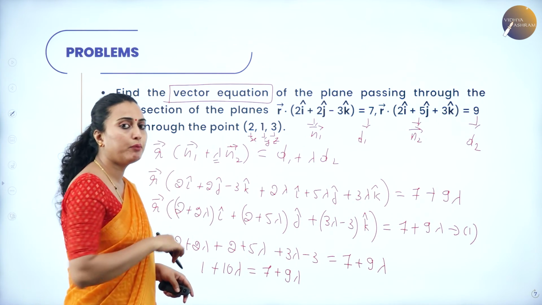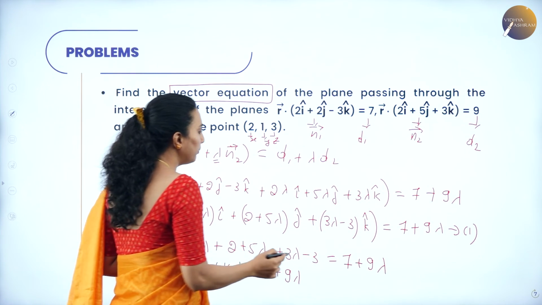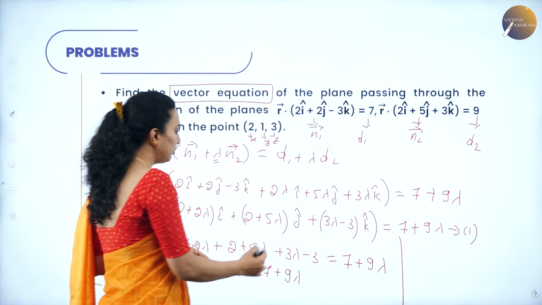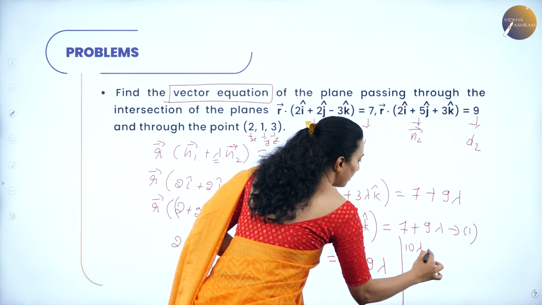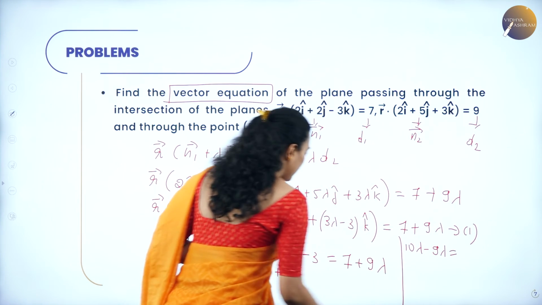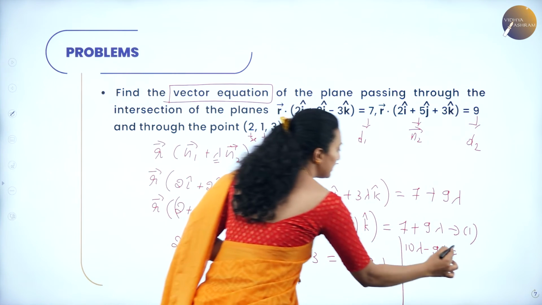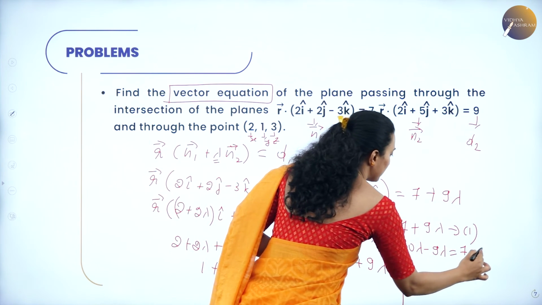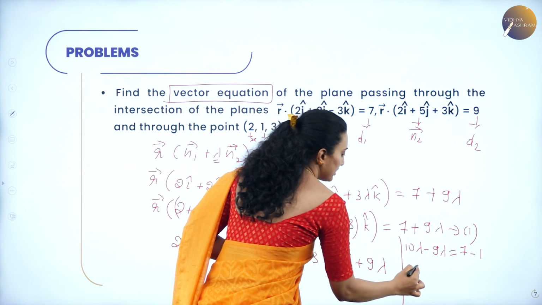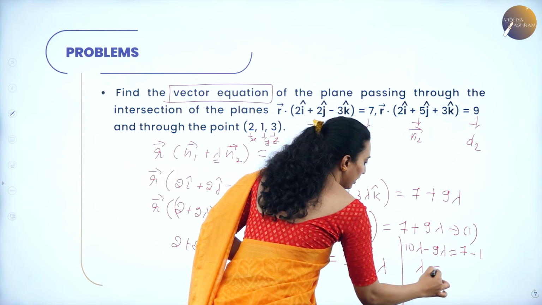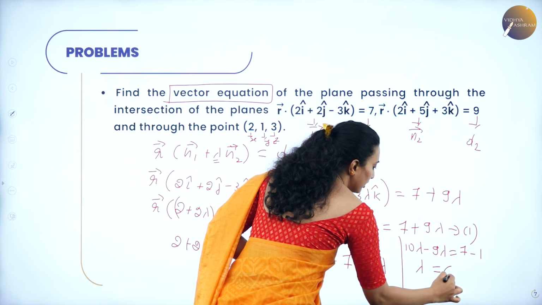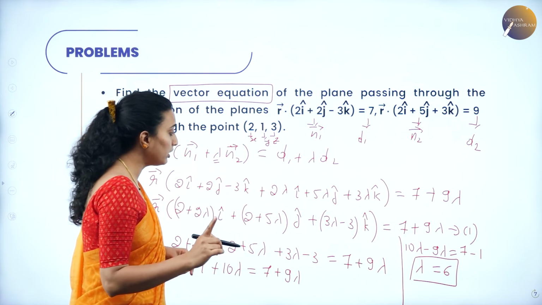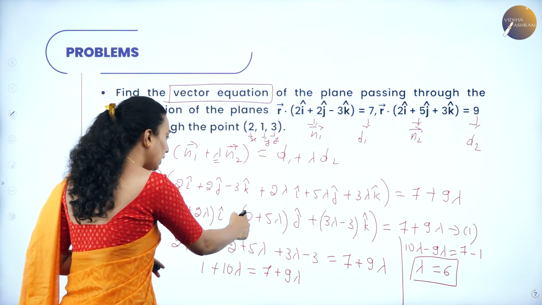Now 9 lambda I am going to bring to the left hand side. So it will become what? I am bringing to the left hand side, 10 lambda minus 9 lambda is equal to, I am keeping 7 as it is, now bringing this 1 to the right hand side, it will become 7 minus 1. Now 10 lambda minus 9 lambda is 1 lambda only, is equal to 7 minus 1 is nothing but 6. So the value of lambda is nothing but 6. Now substituting this lambda equal to 6 in equation 1.